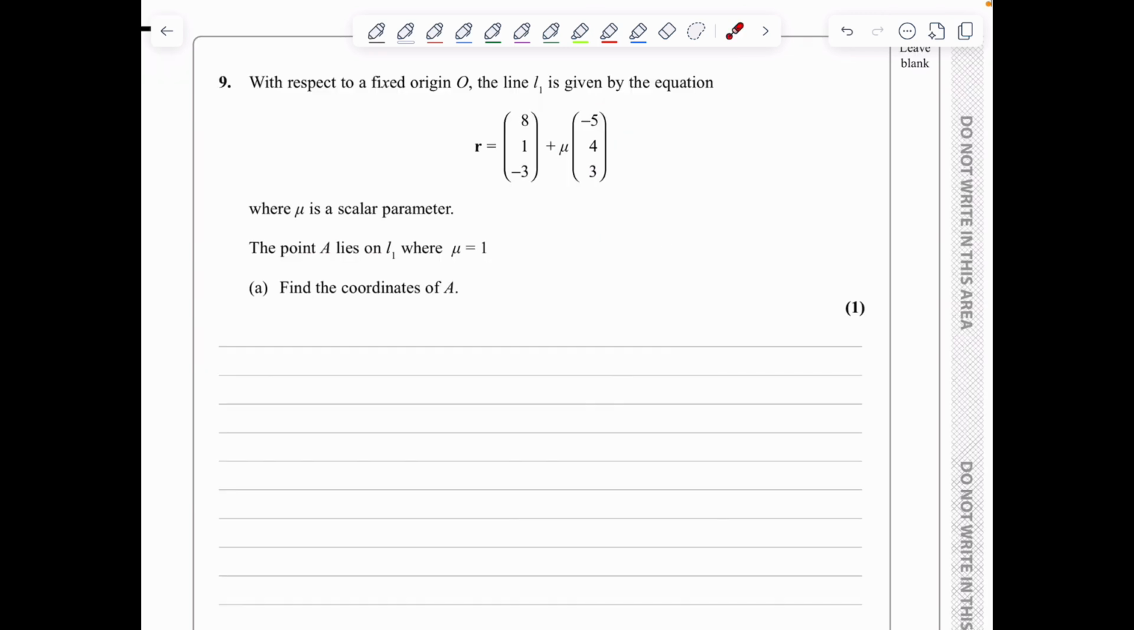In question 9, we're given the equation for the line L1. Mu is a scalar parameter. We are told that the point A is a point on the line where mu is 1, and we need to find the coordinates of A. So I will simply be substituting mu is 1. This leads to A having coordinates of 8 plus 1 times the negative 5, 1 plus 1 times the 4, negative 3 plus 1 times 3, which leads to the coordinates of the point A being (3, 5, 0).